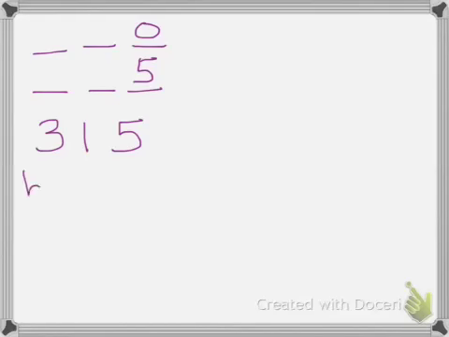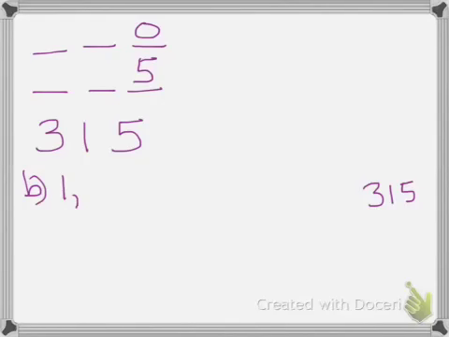Part B, I have to find the factors of 315. I'm going to use the divisibility rules. Is it divisible by 1? Yes. All numbers are divisible by 1, and factors come in pairs, so 1 and 315. Is it divisible by 2? No, it's not an even number. It's not divisible by 2.